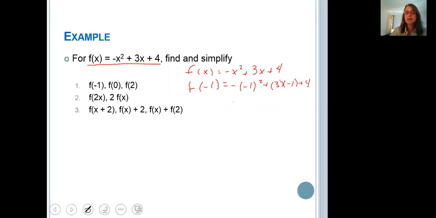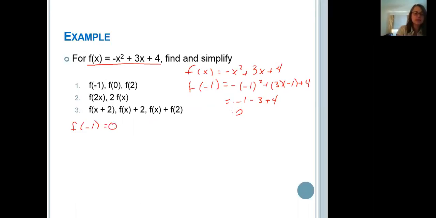Okay? Now we do a little arithmetic. -1 squared is 1. So this is -1, plus 3 times -1 is going to be -3, plus 4. -4 plus 4 is 0. So f of -1 equals 0.